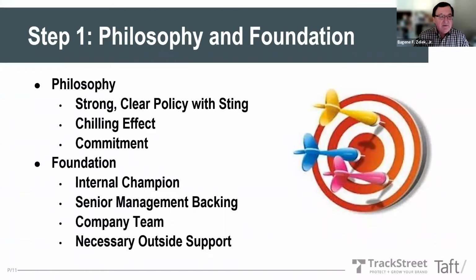So you also need a foundation internally. You need an internal champion, somebody who's really behind this and is going to make it happen. And it's usually a business person. You need senior management backing. The last thing you want to do is set up a policy and have senior management undercut it by cutting side deals. And this necessarily requires a team within the company to pull this off, usually involving various areas that are affected, whether it be marketing, sales, finance, legal, and whatever. And then also sometimes necessary outside support, whether it be outside lawyers like me or outside price monitoring services like TrackStreet that support the function. Next.